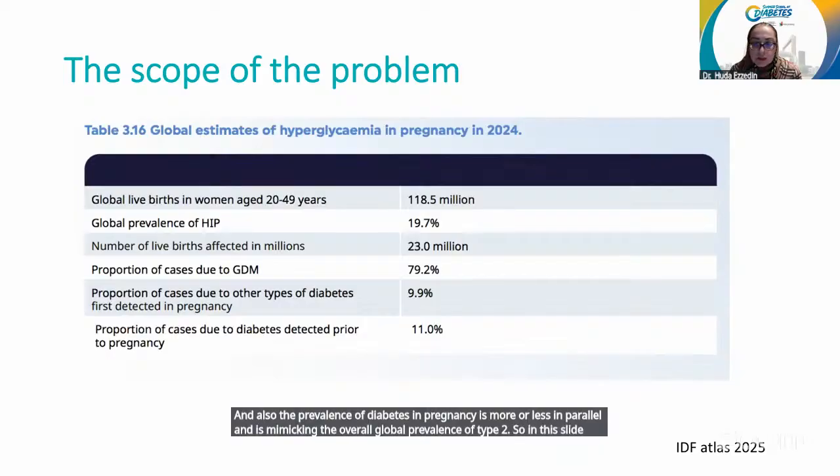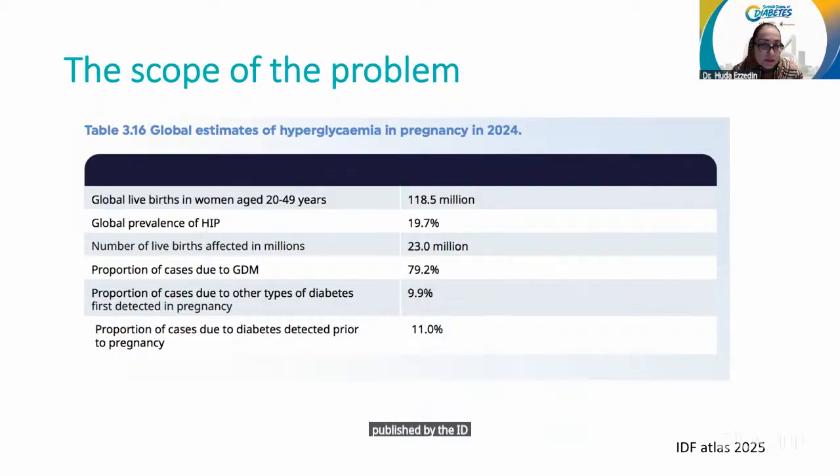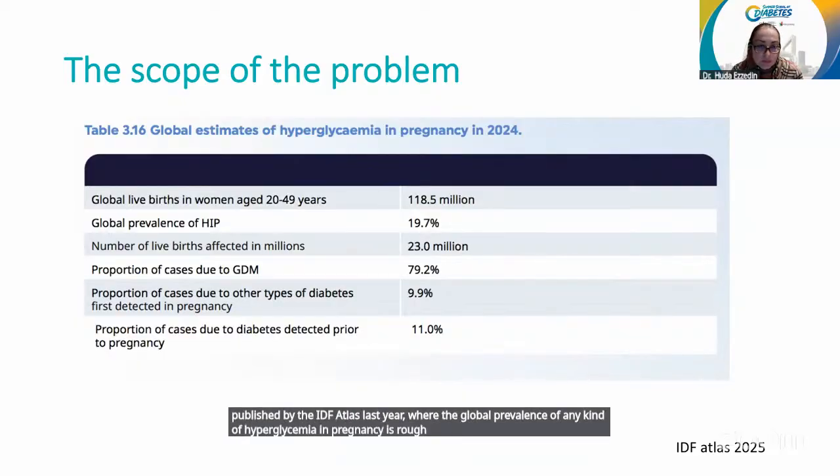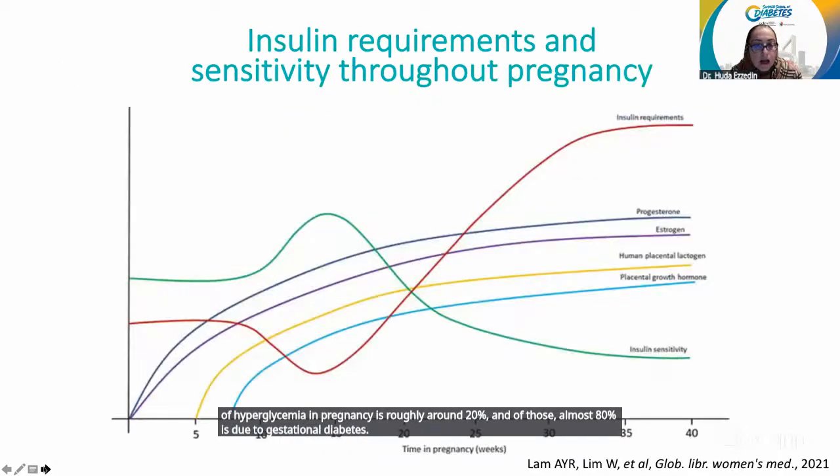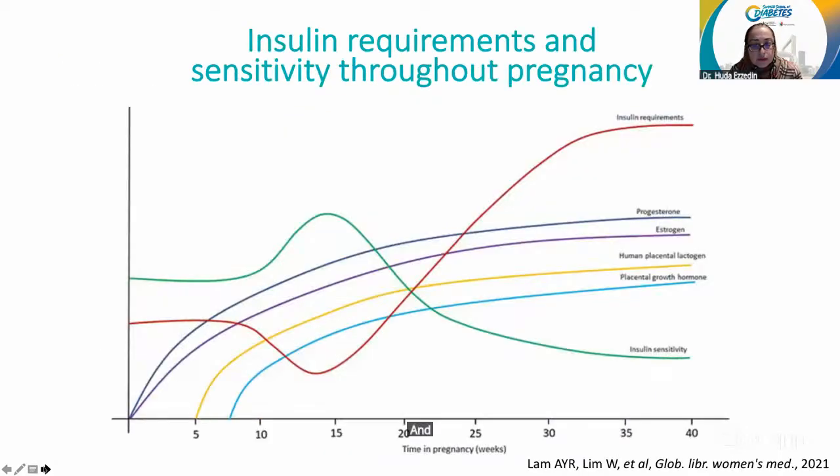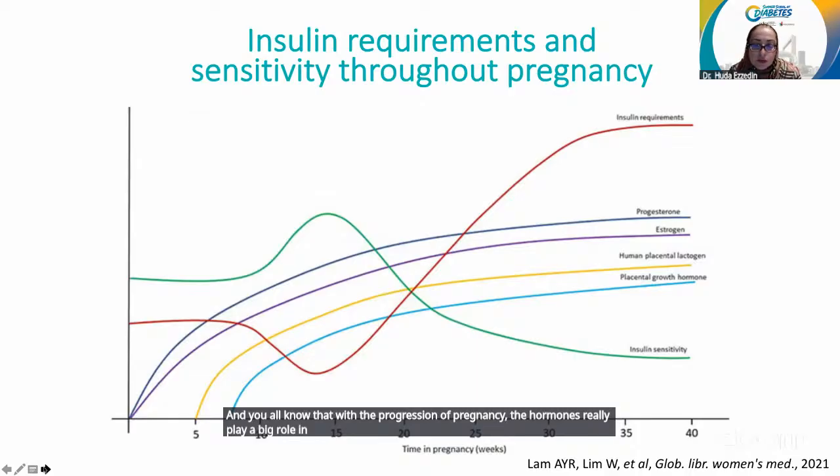In this slide, published by the IDF Atlas last year, the global prevalence of any kind of hyperglycemia in pregnancy is roughly around 20%. Of those, almost 80% is due to gestational diabetes. And you all know that with the progression of pregnancy, the hormones play a big role in the insulin resistance and the need for support.